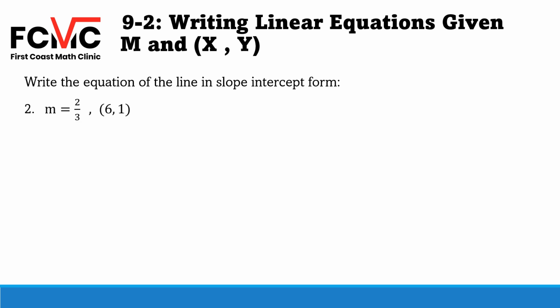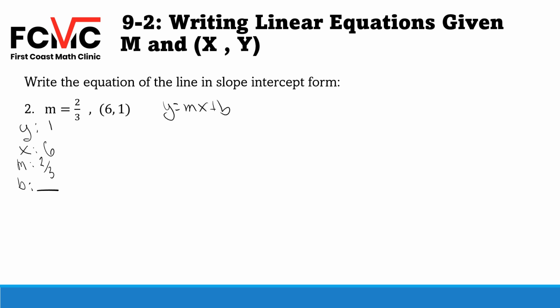Number 2, we have m equals 2/3, and then our point is (6, 1). So let's list our values: y, x, m, and b. So y is 1, x is 6, m is 2/3, and b is our unknown. So in our general form, y equals mx plus b.